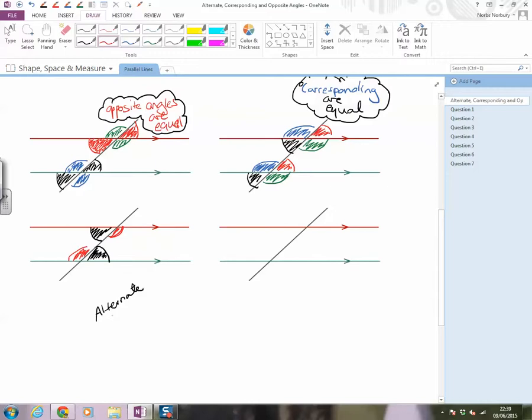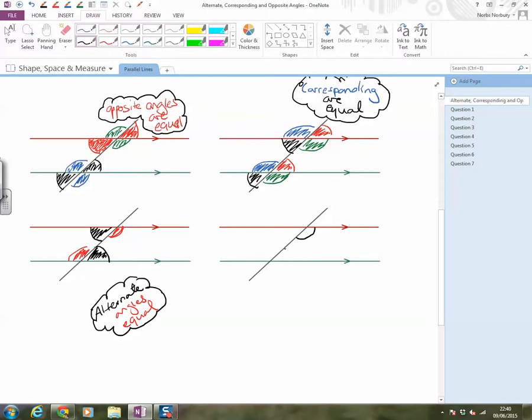And you may have guessed, alternate angles are equal too. The only exception to alternate angles being equal and opposite angles being equal and corresponding angles being equal is some people might try and say to you, well, can we have anything special about these two angles? Well, yes, there is something special about these two angles. These two angles are what they call co-interior angles.